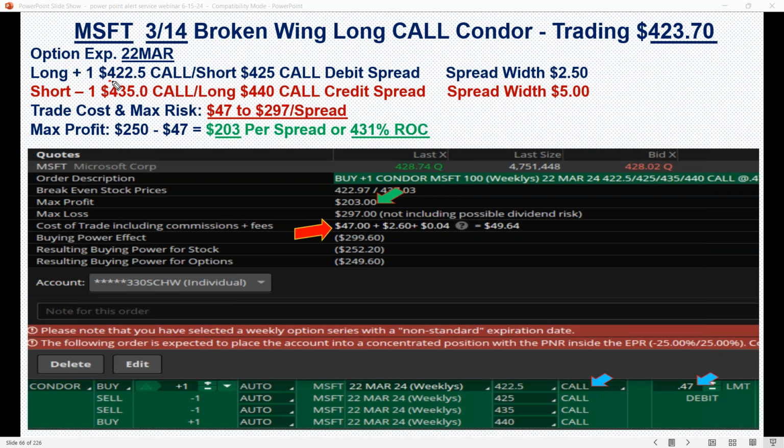So here was the trade setup, 422.5, 425 call debit spread. See, this is what we call a broken wing, because the debit spread had a $2.50 spread, but then we made it cheaper by doing a wider credit spread, 435, 440, so $5 wide. So it got the risk on this one on the downside to 47 bucks. So potential $250 wide spread, lesser cost, 47. Potential make $203, 431% return. And this one turned out to be the max profit.